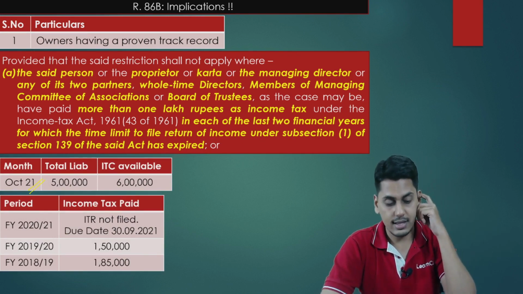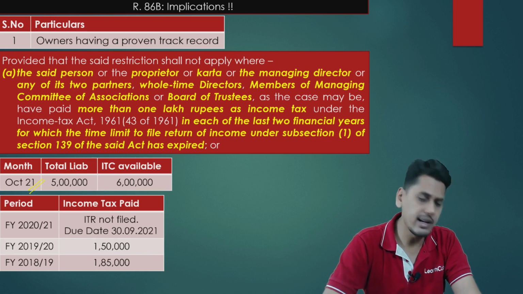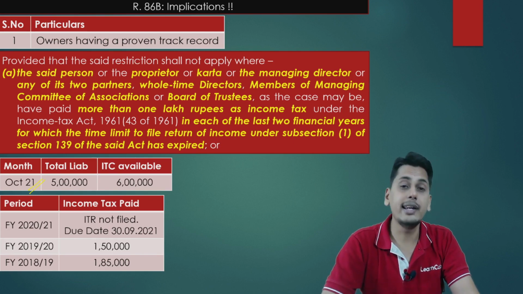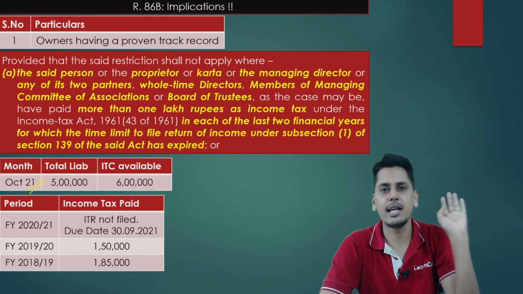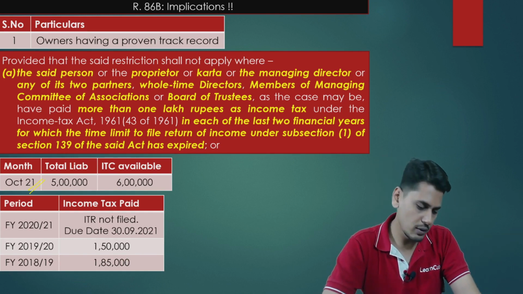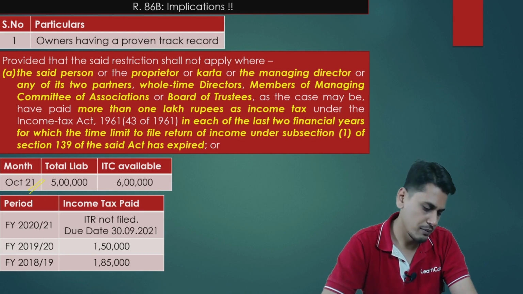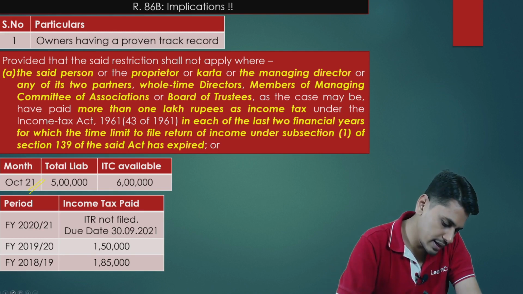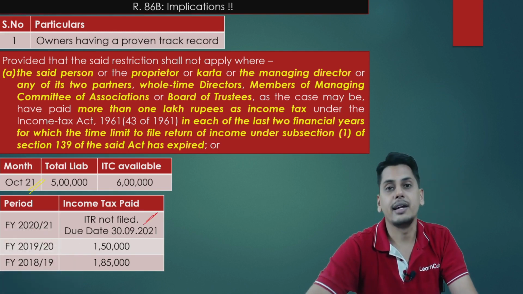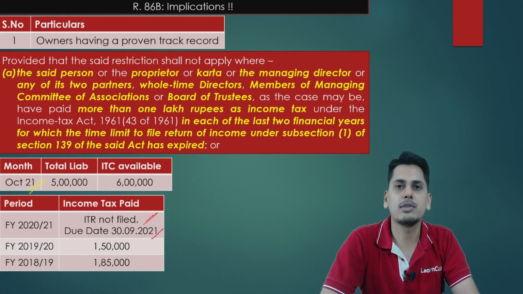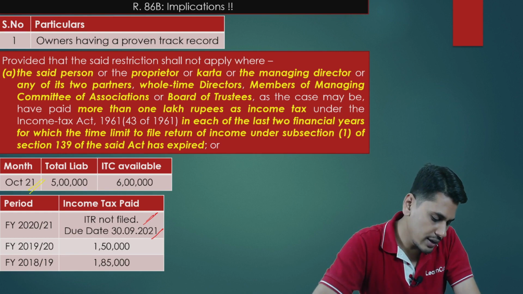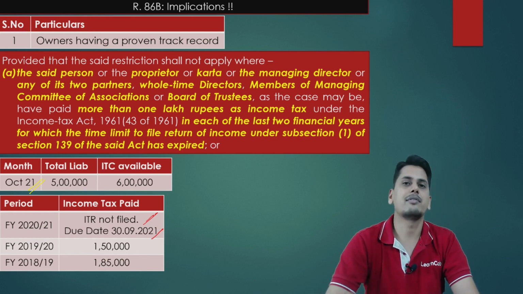Total liability 5 lakhs, ITC available 6 lakhs. The data is given. For financial year 2021, when he is in October 2021, the expired financial years are 2021, 1920, 1819. For financial year 2021, ITR is not yet filed. What was the due date? 30th September 2021. 1920 ITR is filed, 1,50,000. 1819 ITR is filed, 1,85,000.